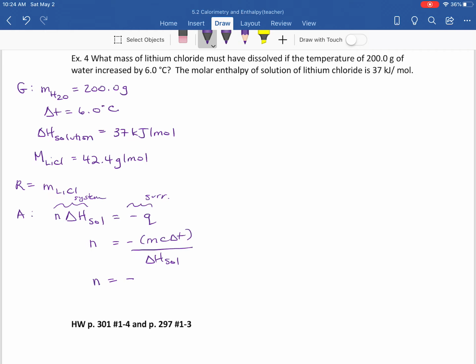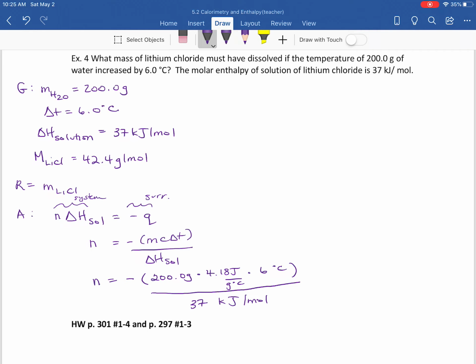So doing that, let's plug it in. N equals, don't forget my Q is my surroundings, so my mass, 200 grams, specific heat capacity, and we're talking about water, so 4.18 joules per gram degree Celsius, times the delta T, which was given to us, 6 degrees Celsius, all over 37 kilojoules per mole. So you know the delta H is positive, so you know it's endothermic. This should all make sense, okay?